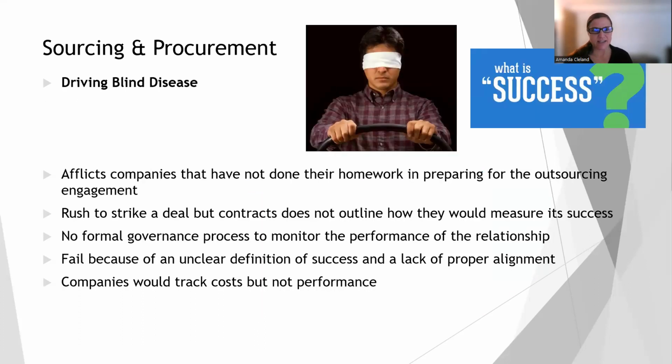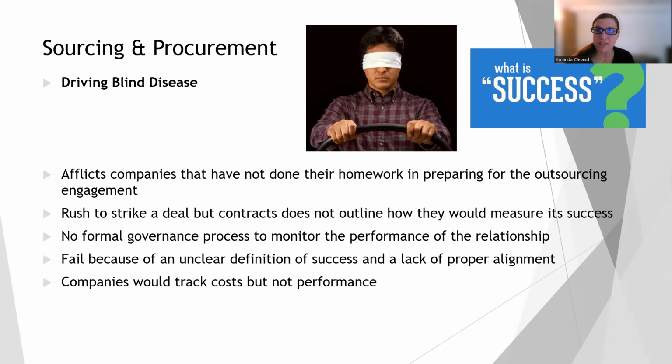Driving blind disease. This typically afflicts companies who have not really done their research, not done their homework, not properly prepared for outsourcing and working with a supplier. They're going to really rush to get that contract signed, get that deal in process, but they don't actually figure out how they're going to measure success of the relationship or of that supplier. There's no formal governance process to monitor the performance of the relationship. And ultimately, it ends up failing because there's a very unclear definition of success.